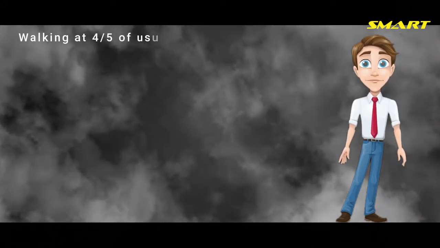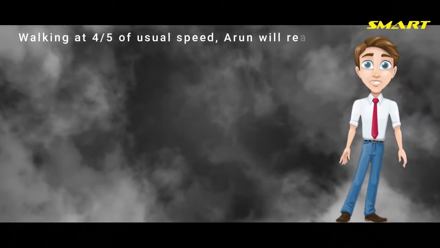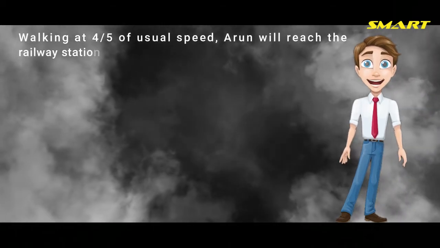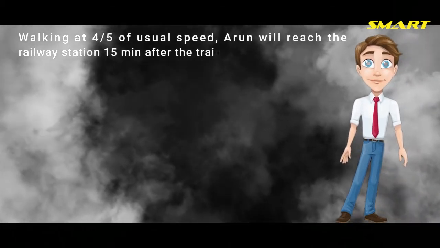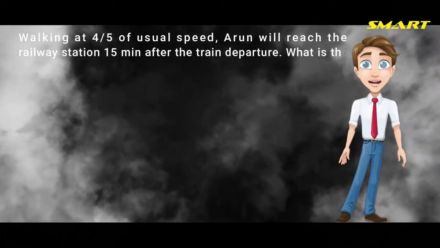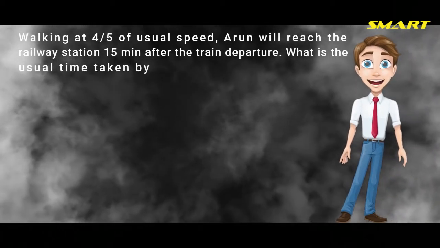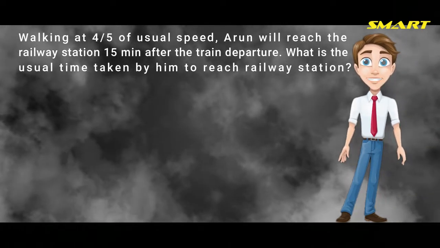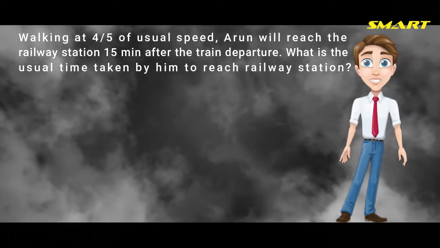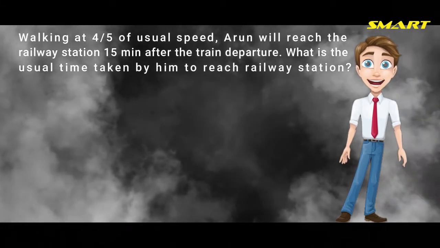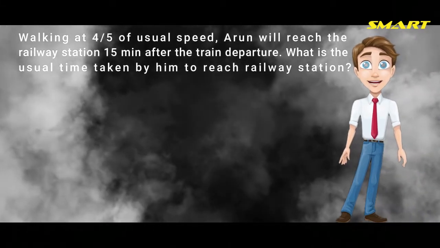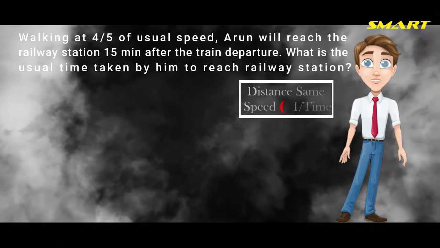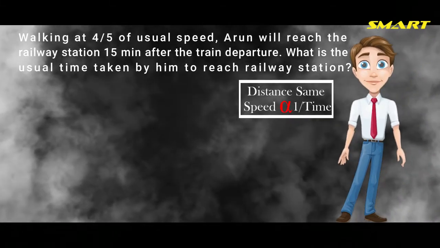Walking at 4 by 5th of his usual speed, Arun will reach the railway station 15 minutes after the train departure. Then what is the usual time taken by him to reach the railway station? From this question, we can find the distance traveled is the same. And we know if distance is the same, speed is inversely proportional to time.